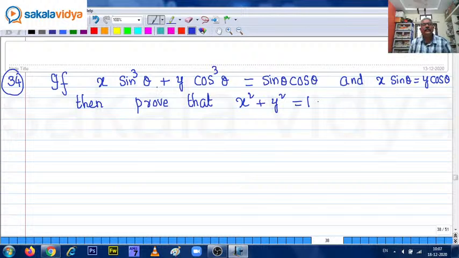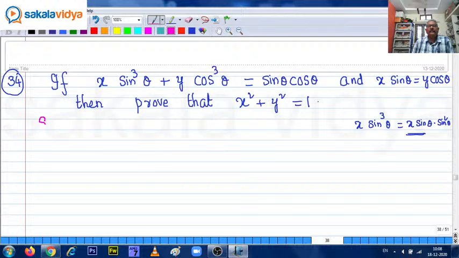My idea is that here I would like to split x sine cube theta as x sine theta into sine square theta. Instead of this x sine theta, I substitute y cos theta. So very good. So instead of x sine theta, y cos theta. So we can take out cos theta common, then you are going to get x value. After getting x value, y value also we can find out. So by eliminating theta from those two equations, we get x square plus y square is equal to 1. Okay, let us proceed now.